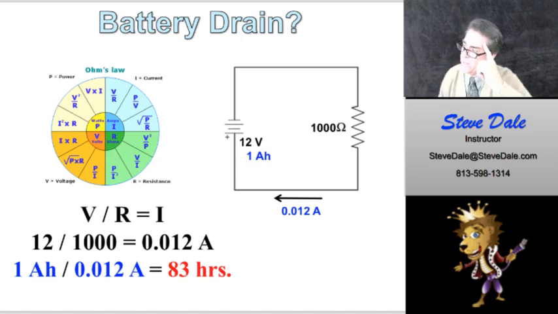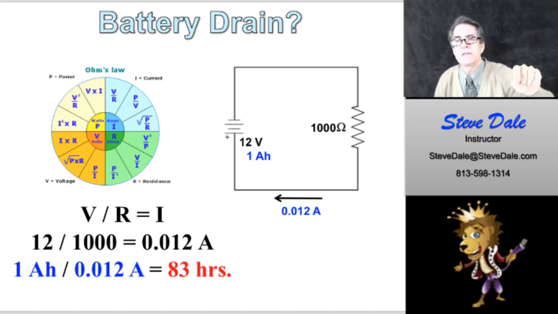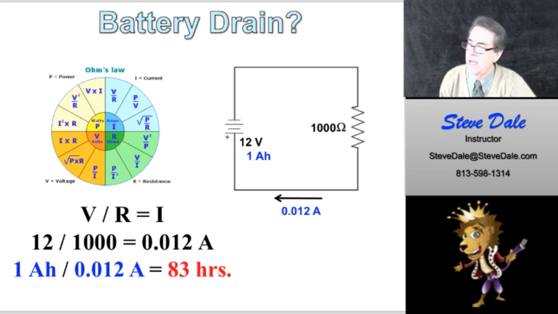Just remember, very important, that AH means amp hours. It represents how much current can be supplied from that battery. And if you have it in a circuit and you've got to figure out battery drain, which is probably going to be on your test, you've got to calculate the current of the circuit, because that's what's sucking the amps out of that battery, right?